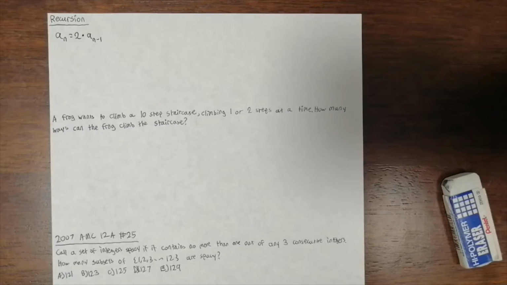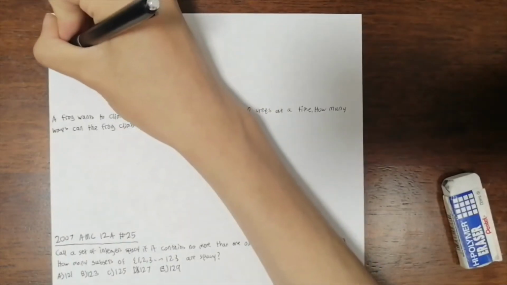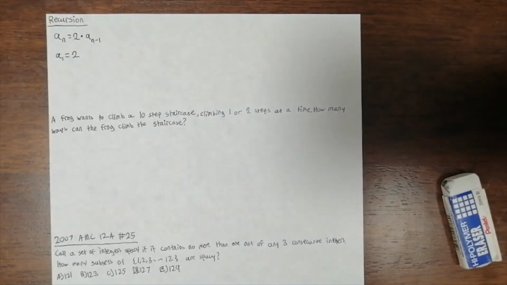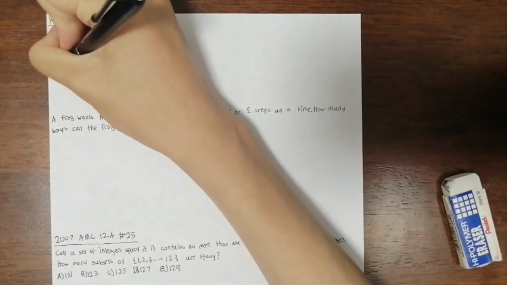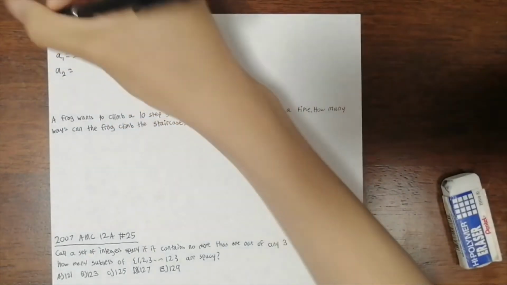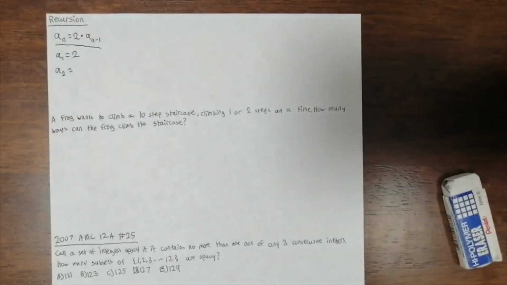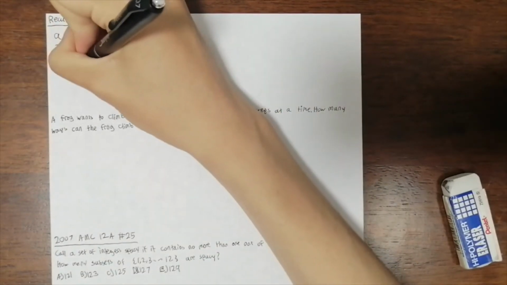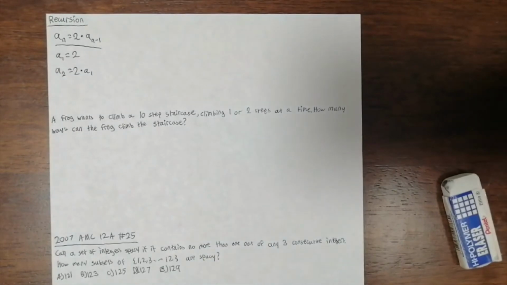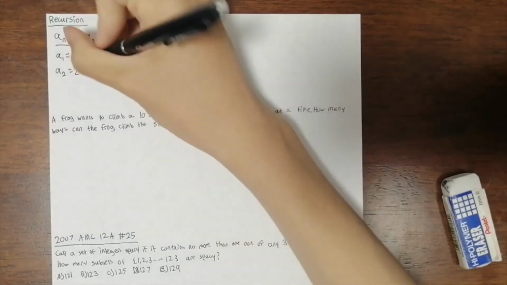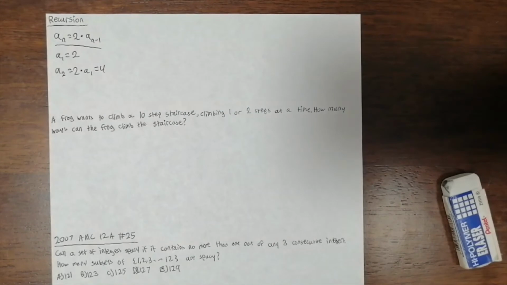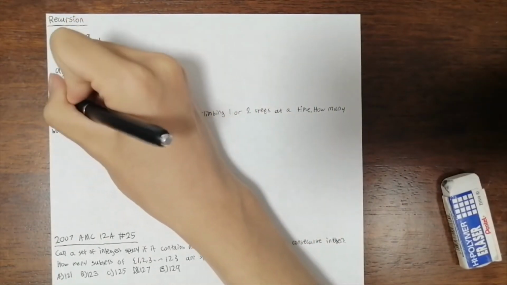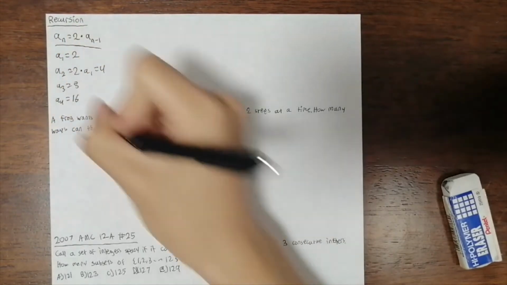And we would also need a starting condition. So let's say a sub 1, which is the first term, is equal to 2. Then what is a sub 2? Well, this is when n is equal to 2. And if we follow this rule, a sub n equals 2 times a sub n minus 1, then a sub 2 is equal to 2 times a sub 1. But we know a sub 1 is equal to 2. So this is equal to 4. And similarly, we know that a sub 3 would be equal to 8, and a sub 4 is equal to 16, and so on.